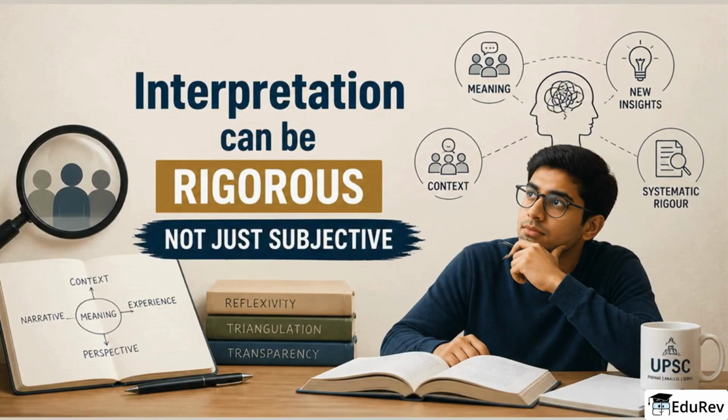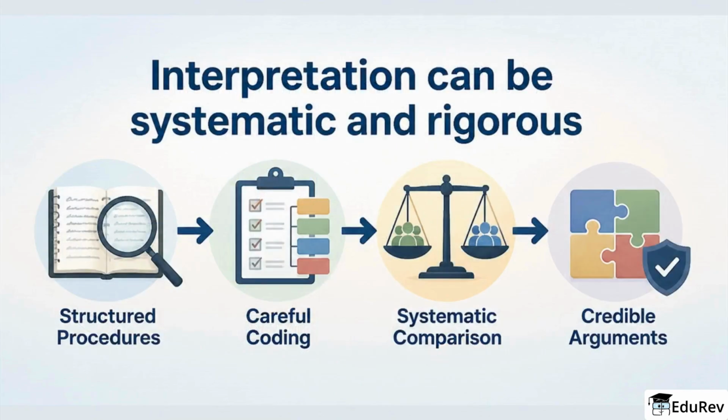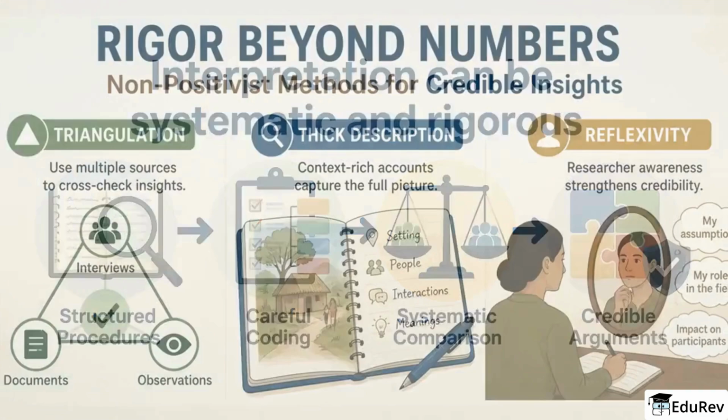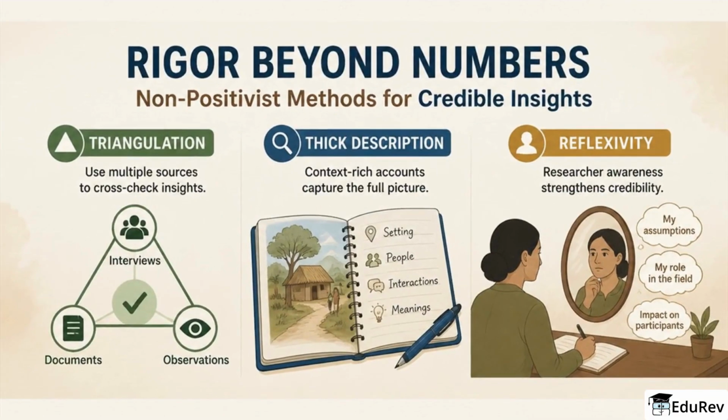Interpretation itself can be systematically rigorous. Interpretive research is not just impressionistic description. It uses structured procedures, careful coding, and systematic comparison to build credible arguments. Highlight methods like triangulation, thick description, and reflexivity to show how rigor is achieved without positivist measurements.